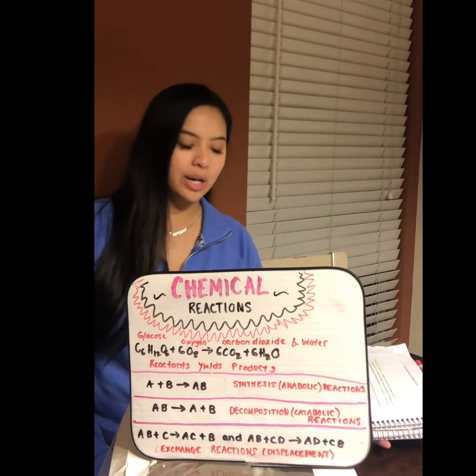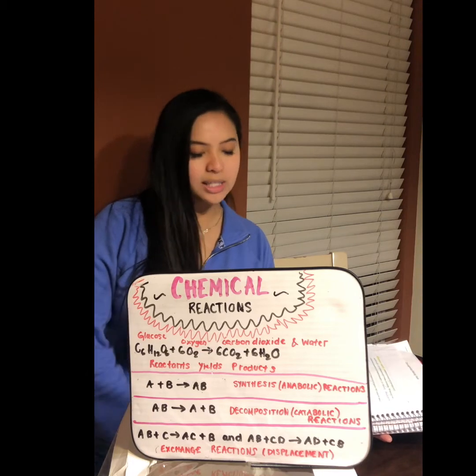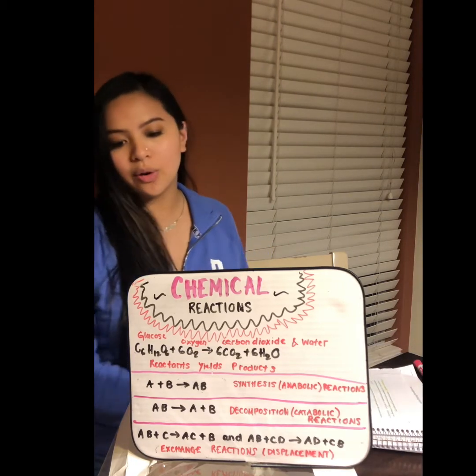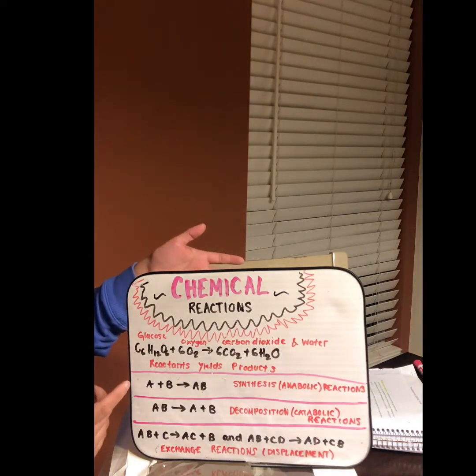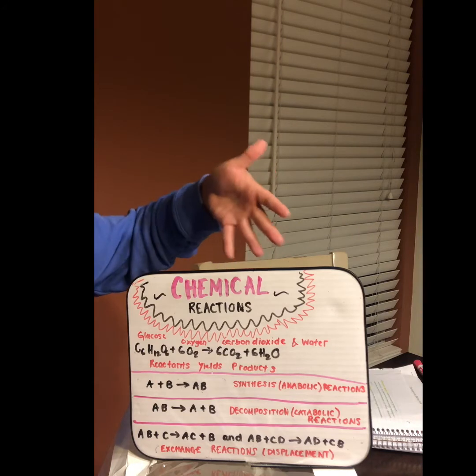Reactants are the number and kinds of the interacting substances, and the products are the chemical composition of the result of the reactants. So in this example, we see glucose and oxygen form carbon dioxide and water.